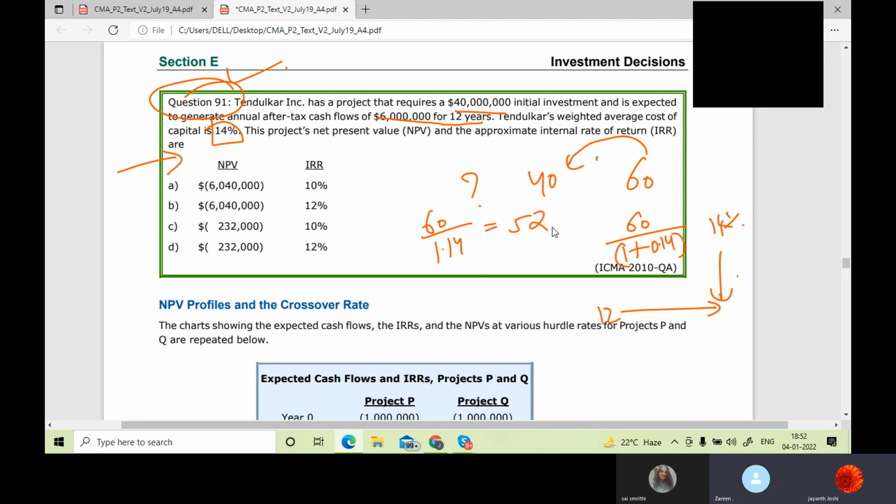So it is 52.63157. So you're getting something. Just a second. Okay. It is not this, actually. The investment is this, and it is expected to generate annual after-tax cash flows of this much for 12 years, every year this much. So 60 into the present value of annuity factor at the rate of 14% for 12 years. So we'll take that factor from the table.